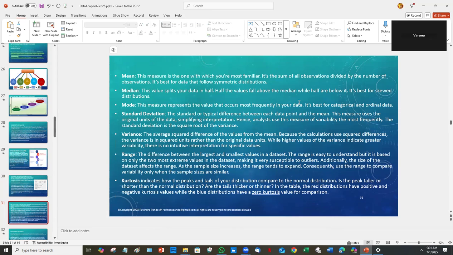But I think these terminologies you should know: mean, median, mode, standard deviation, variance, range. Kurtosis, nobody has actually asked, but range they've asked quite a few times. Standard deviation they've asked quite a few times. So these questions are really important in terms of how you explain it to the interviewer in your own terms. I have given the theoretical part here.